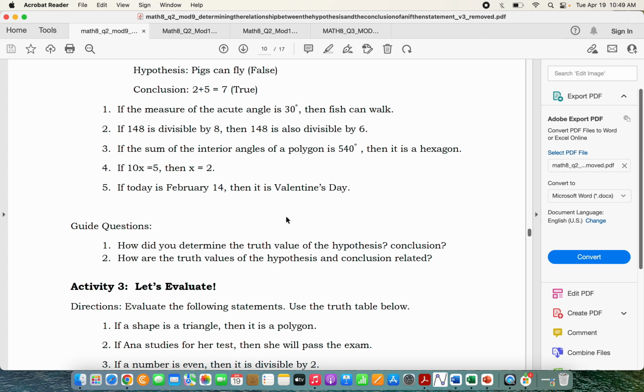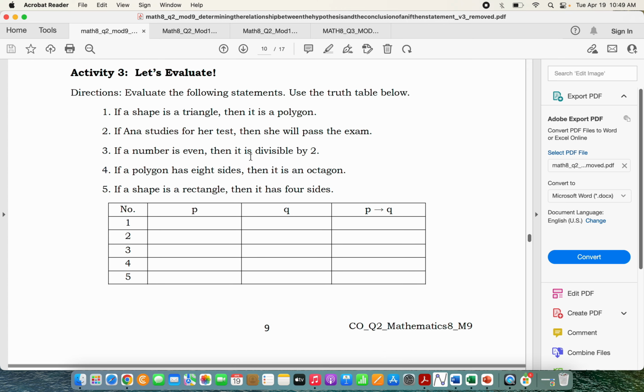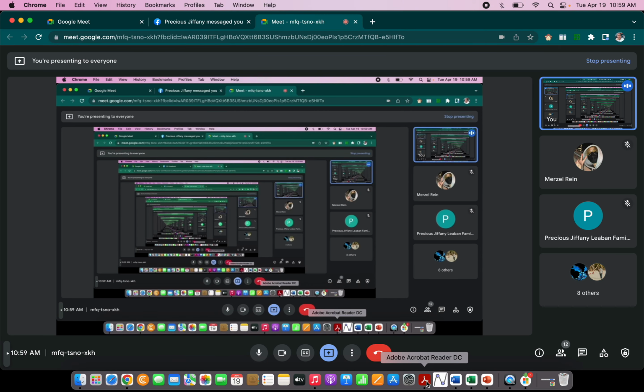Well, anyway, you have an answer there in your module. Let's have activity 3. Let's evaluate. So directions, evaluate the following statements. Use the truth table below. If a shape is a triangle, then it is a polygon. Do you have any clarification, class? Or question maybe before we move on to our next topic? Anyone?